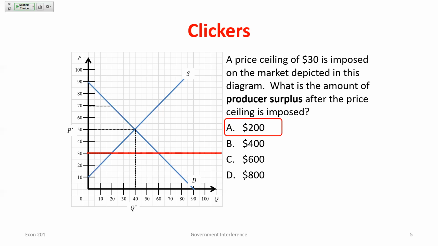Looks like quantity supplied is 20. Quantity demanded at the price of 30 would be 60. So we have that shortage of 40 units. Yep.